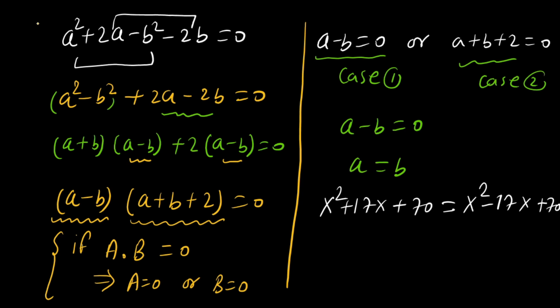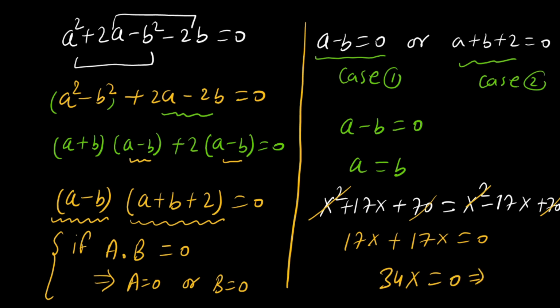Here look carefully, on the left hand side this x square and this x square cancel out, and this 70 and this 70 cancel out. Then here 17 times x, and this minus 17 times x, if we take it to the left hand side, then 17 times x plus 17 times x, that is 34 times x, and this equals 0. If we divide both sides by 34, then you will get x equals 0. So here our first solution is x equals 0.